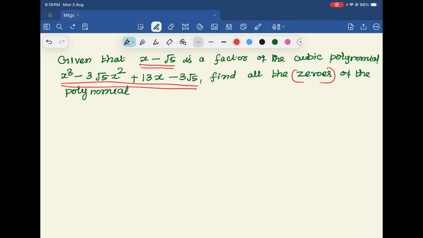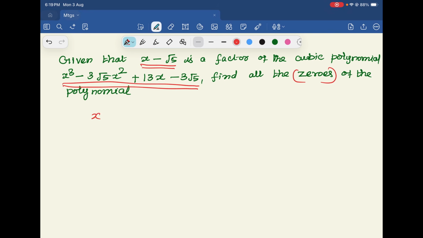So x minus root 5 is a factor of the cubic polynomial. One factor is given, you have to find the other two factors. Here root 5 is an irrational number, so we are going to use the division algorithm. By using the division algorithm, that is x cube minus 3 root 5 x square plus 13x minus 3 root 5.